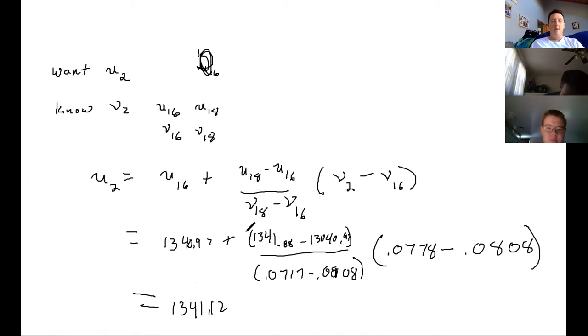Give me a second here. I've kind of lost track of what we need to do. Internal energy for state 2. Is there anything else I needed to pull out from state 2? We need the temperature at state 2.